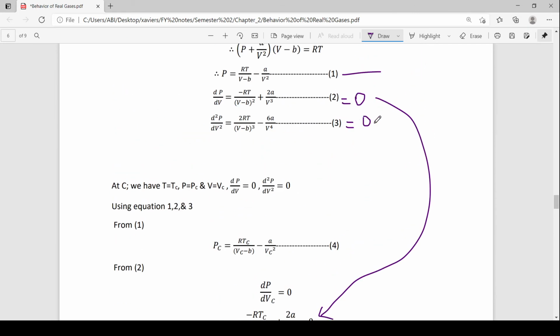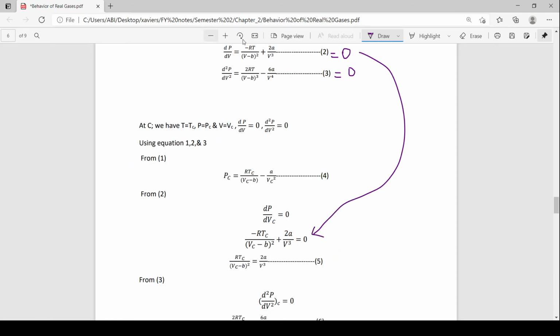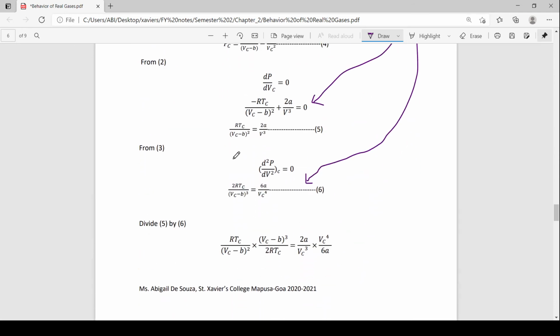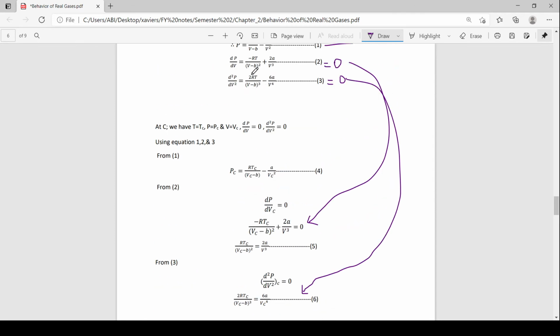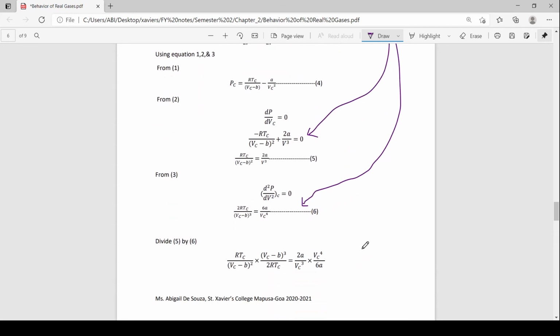Similarly, from equation 3 we get this equation down here. We just rearrange the terms and we get this. Now we take equation 5 and equation 6. From equation 3, what have we done? We have equated this to 0, and then we have kept 2RT on one side and this term on the other side. But mind it, we have changed T to its critical value Tc, V to its critical value Vc, and P to its critical value Pc. So we get equation numbers 4, 5 and 6.